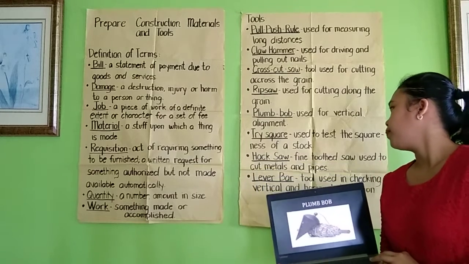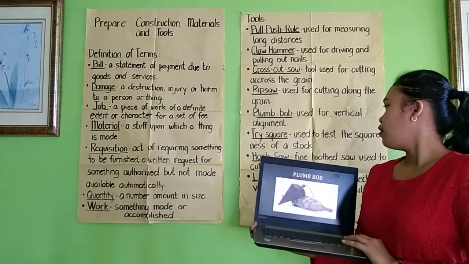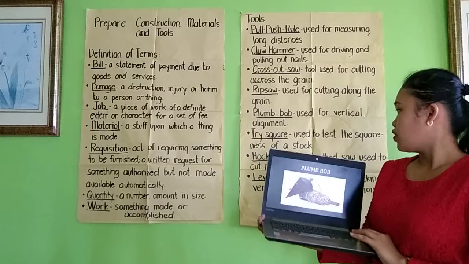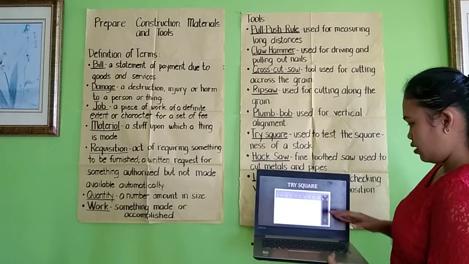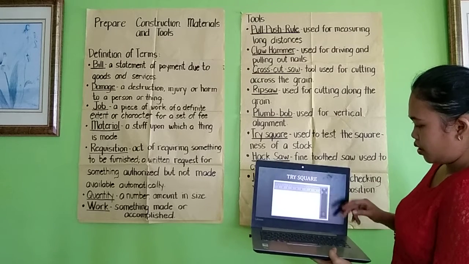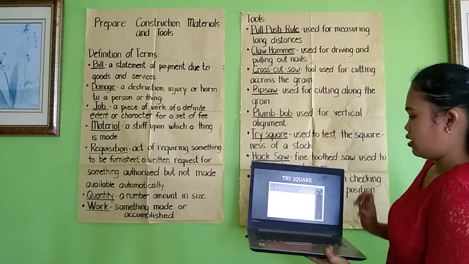Next is tri-square, used to test the squareness of a stock. So a tri-square looks like this. It usually comes with the letter L, as you can see.